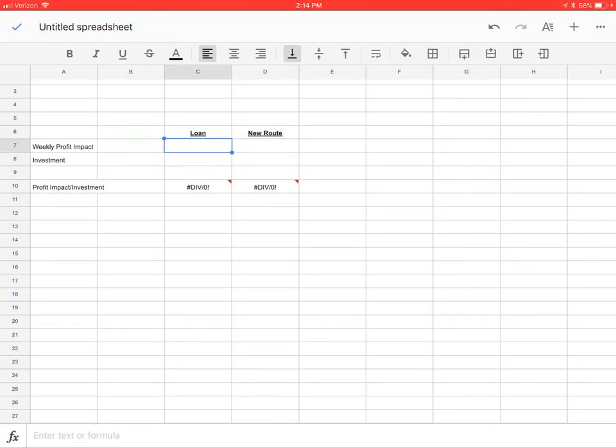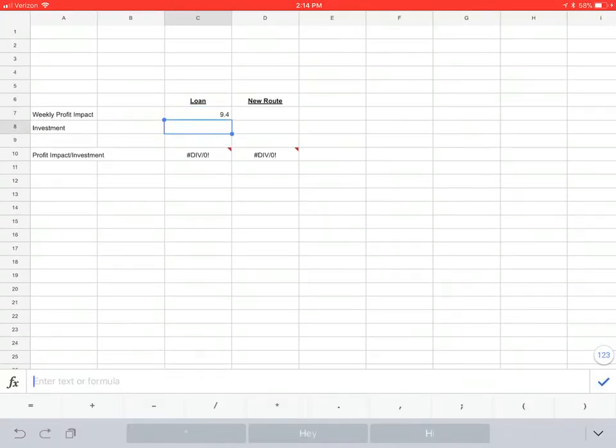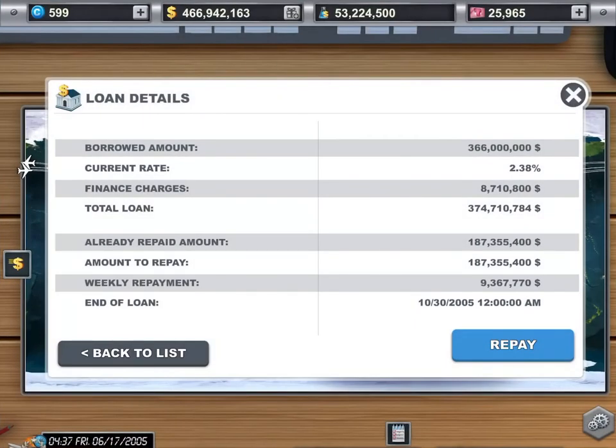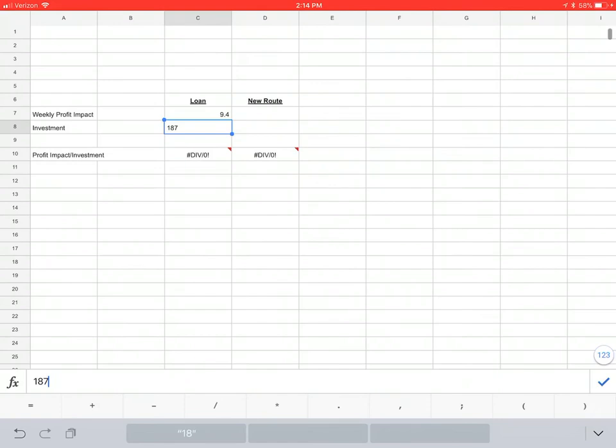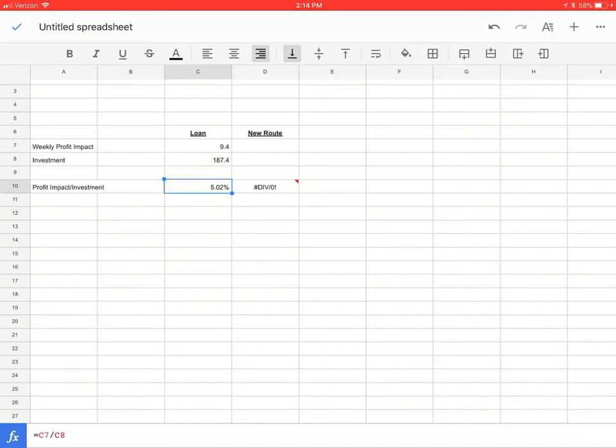I'm just going to remember these numbers and put them in a little worksheet that's pretty easy to use here. We have a very simple calculation you can do: look at the weekly profit impact relative to the amount of money you have to invest. For the loan, paying it off will improve our structural profit per week by 9.4 million, and it's going to cost $187.4 million to do that. So with two simple inputs, you can see the weekly profit impact relative to the investment is about 5%.